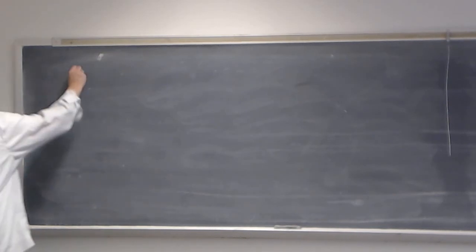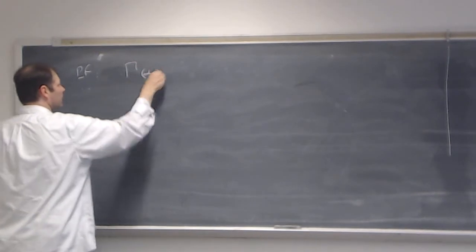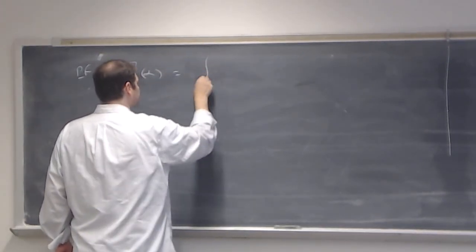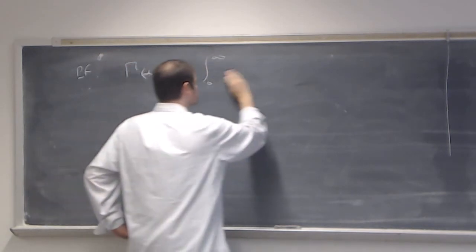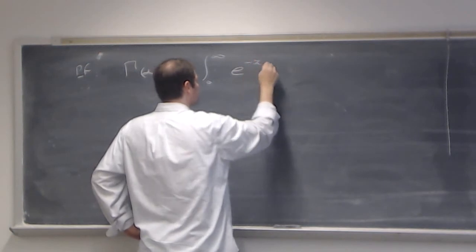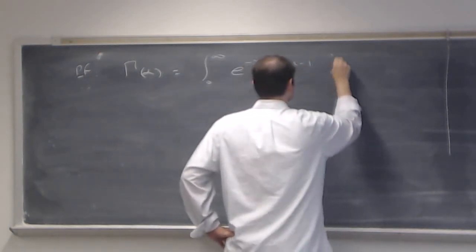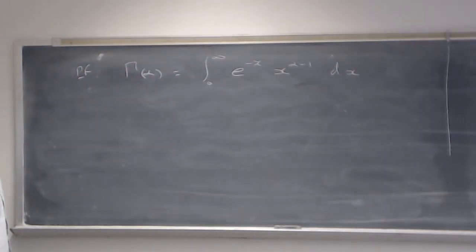Now, the proof is that if we look at gamma of alpha, that's equal to the integral, it was from 0 to infinity, e to the minus x, x to the alpha minus 1 dx.